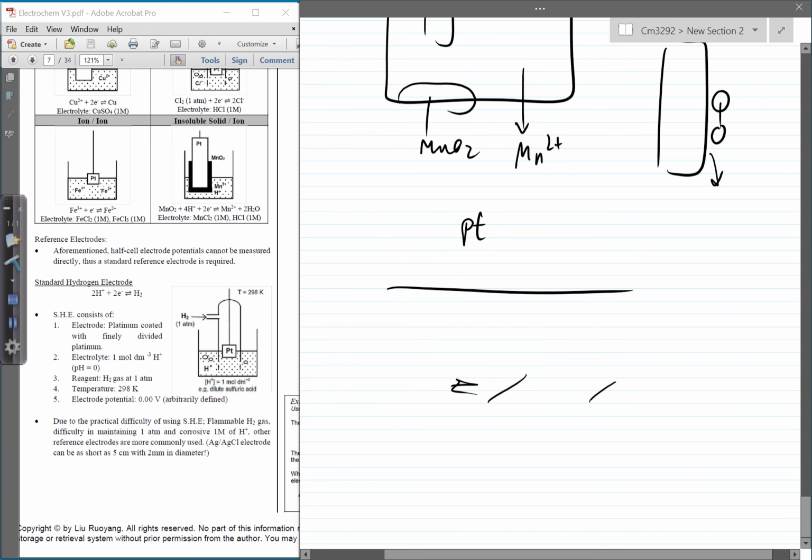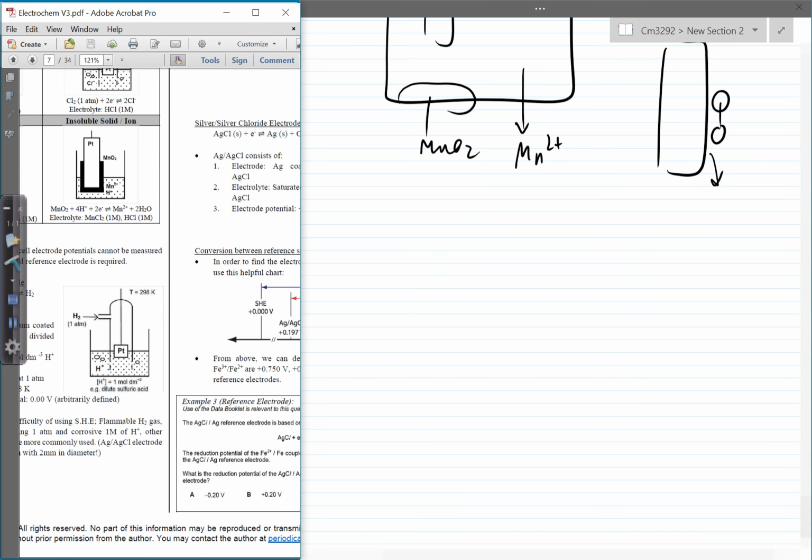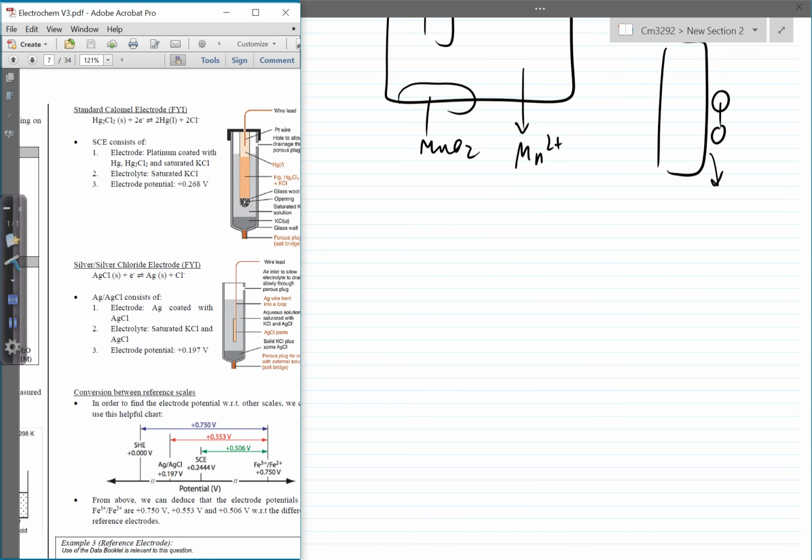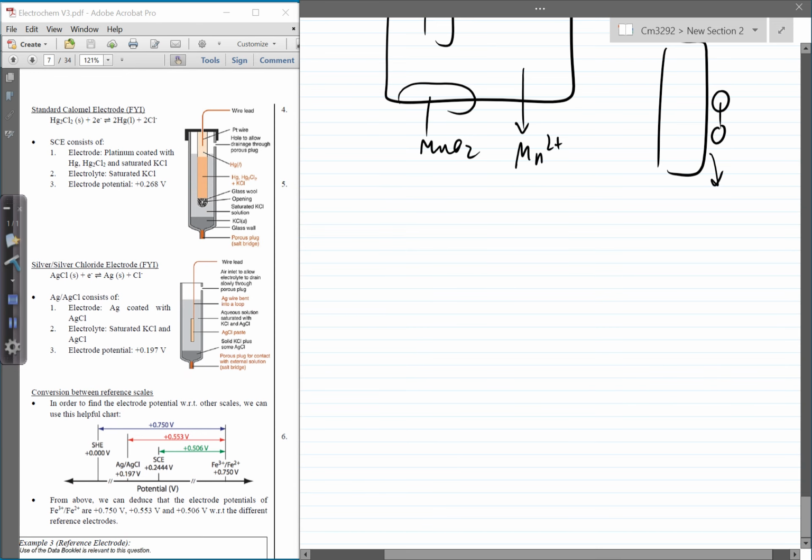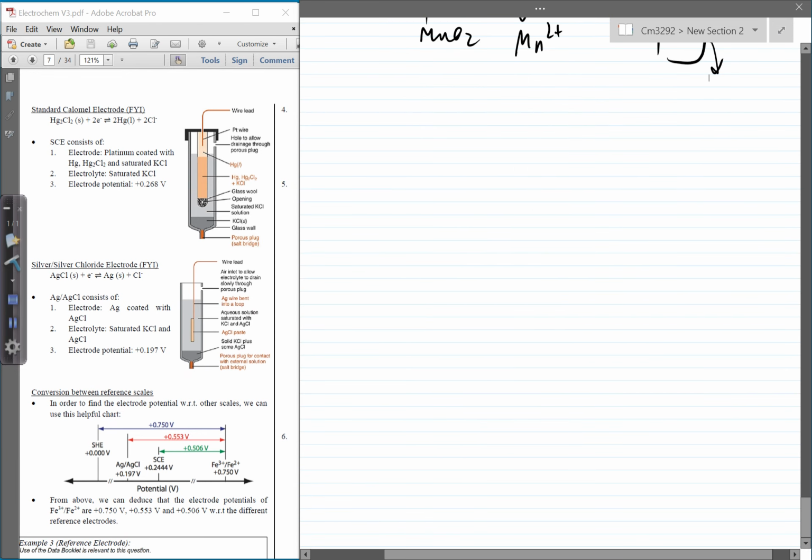For example, like the silver chloride electrode, which can be as short as 5 cm and 2 mm in diameter, right? That's thinner than your pencil and shorter than your pencil. So basically you can make anything the reference electrode. It doesn't really matter. It's only a reference, right?